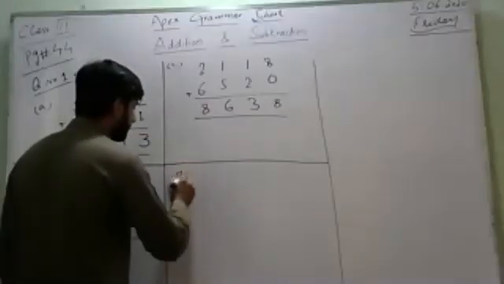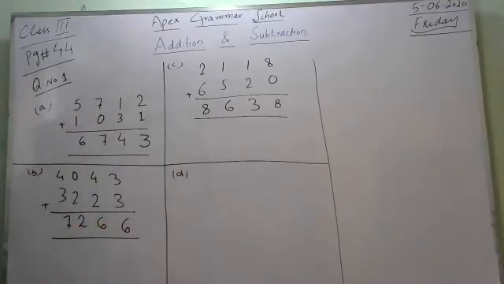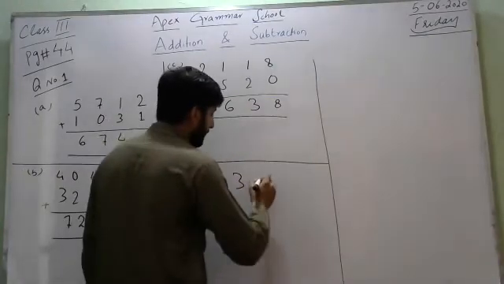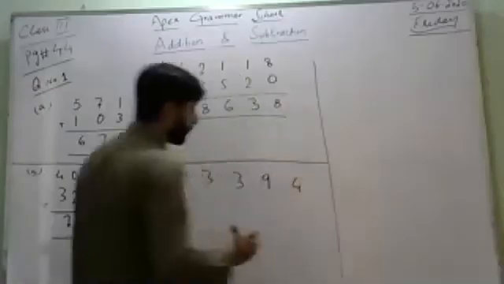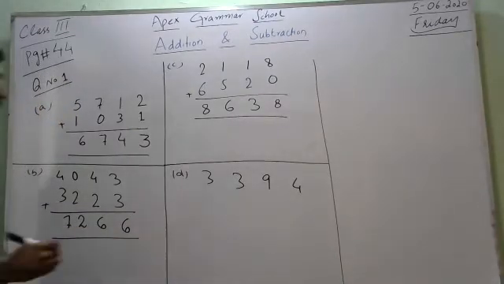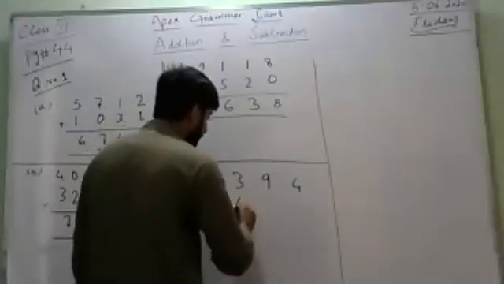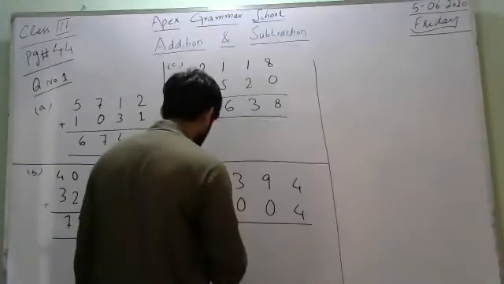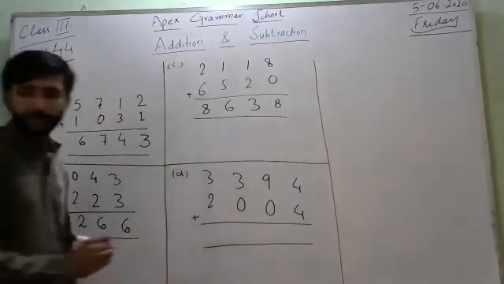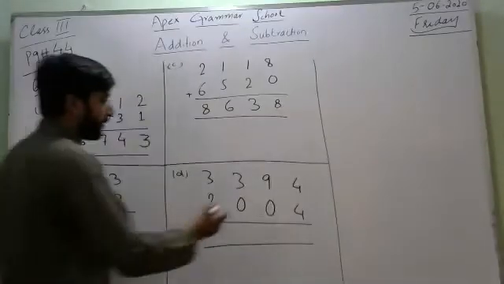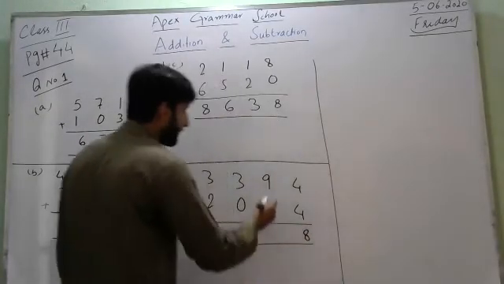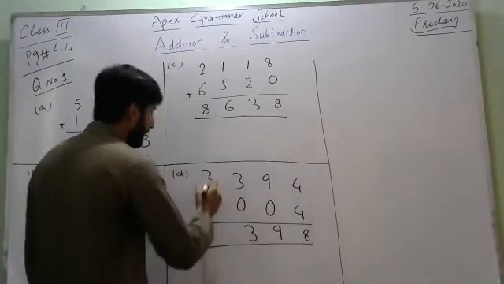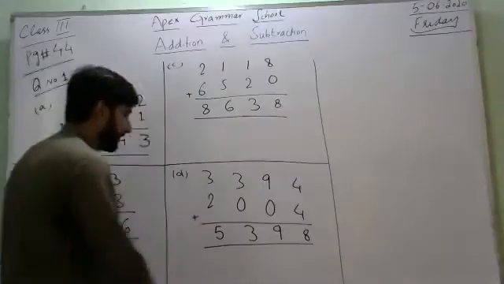D part, 9, 4, and next number is 2, 0, 0, 4. Addition. 4 plus 4, 8, 9 plus 0, 9, 3 plus 0, 3, and 3 plus 2, 5.